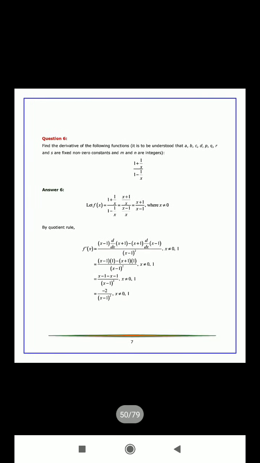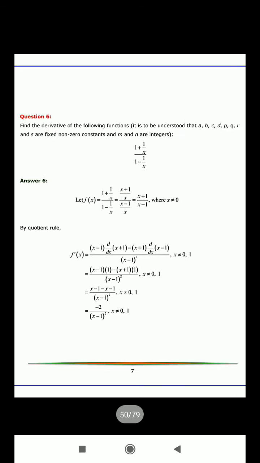Differentiation part is over. Question number 6. Find the derivative of (1 plus 1 upon x) upon (1 minus 1 upon x). So again it will be a quotient rule. You take x as LCM in numerator, x as LCM in denominator. So numerator will be (x plus 1) by x, denominator is (x minus 1) by x. So LCM of numerator is cancelled out with LCM of denominator. It is only (x plus 1) upon (x minus 1).